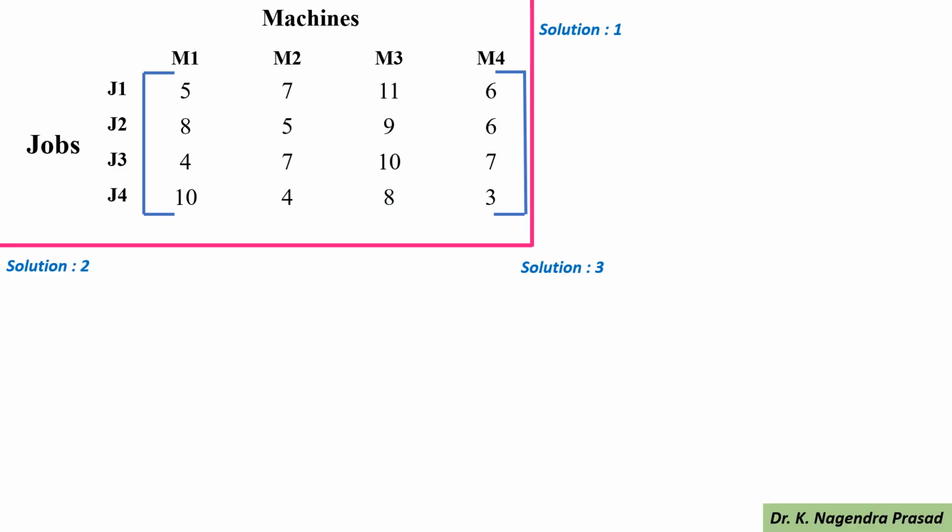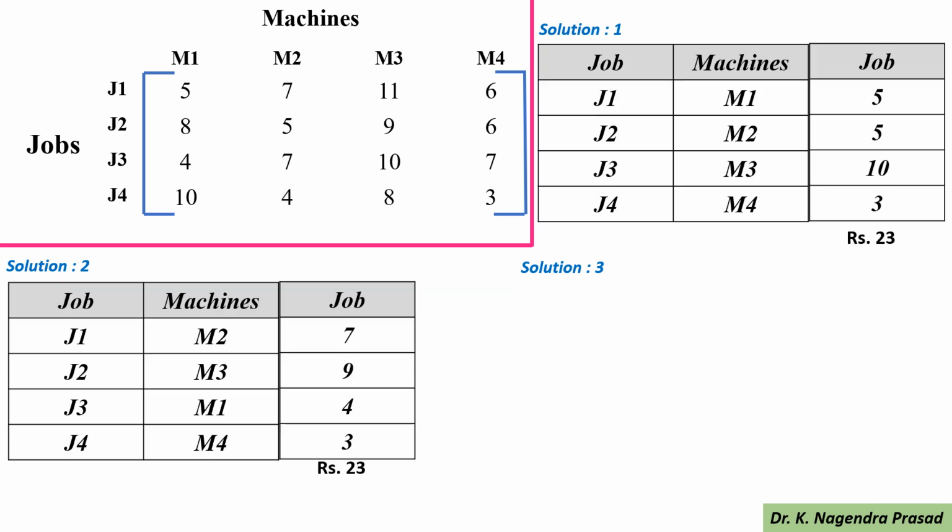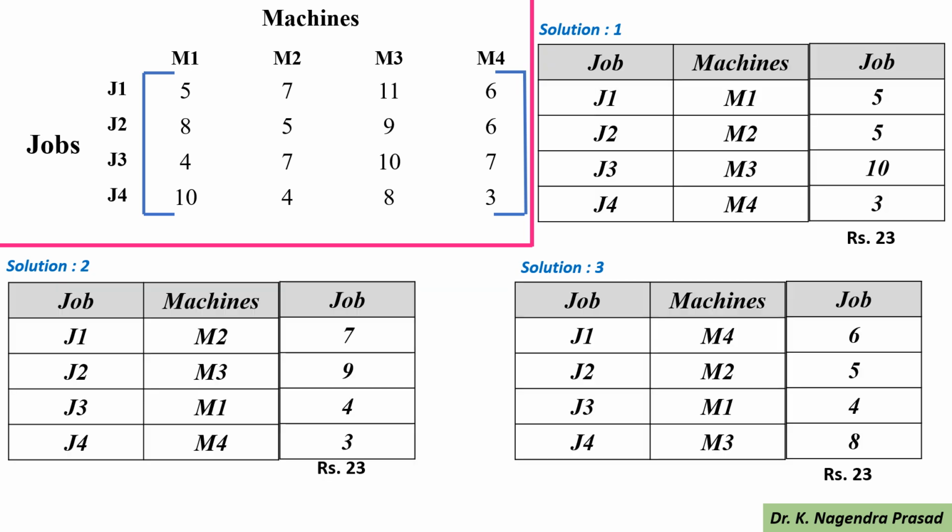This given problem has multiple solutions with the same optimal value. The total optimal cost is 23 rupees. So this is the solution, and thank you.